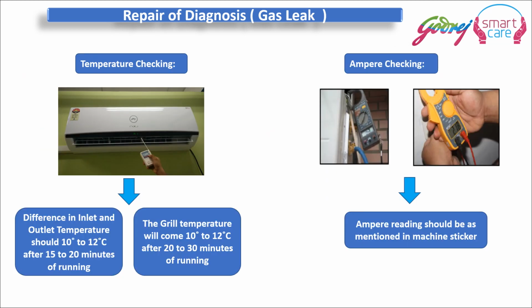Then we check the temperature. The difference in the inlet and outlet temperature should be 10 to 12 degrees after 15 to 20 minutes of running. The coil temperature will become 10 to 12 degrees after 20 to 30 minutes of running. Then we check the ampere. The ampere reading should be as mentioned on the machine sticker.